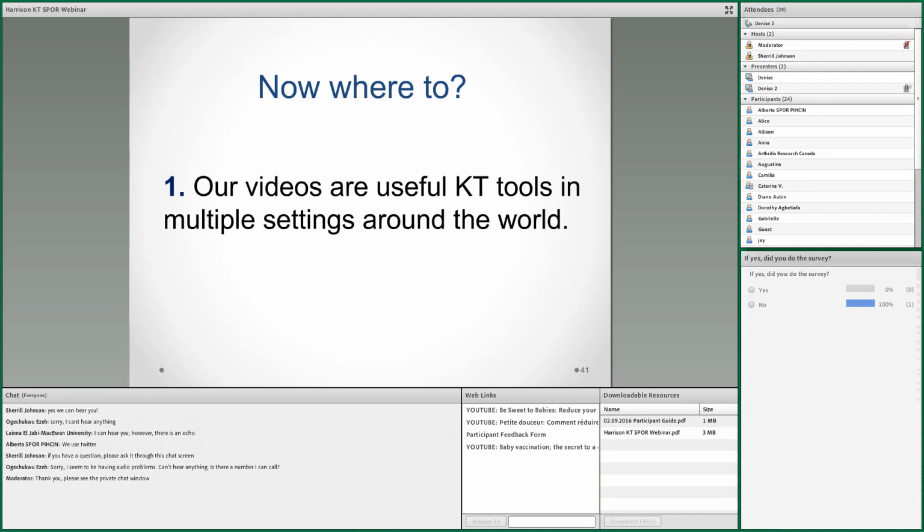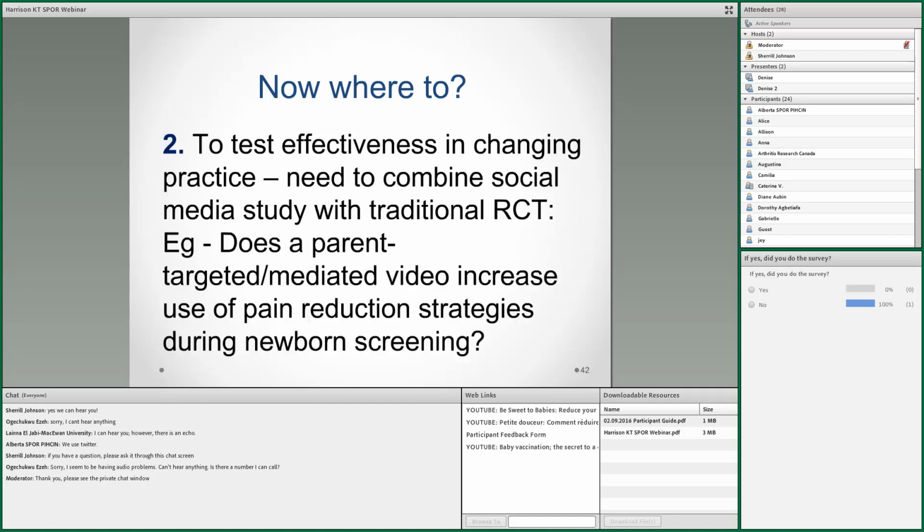So now we come to where to next. So point 1, we're pretty confident that our videos are useful knowledge translation tools in multiple settings around the world. But to test effectiveness in change in practice, we really think we need to combine social media studies with traditional randomized controlled trials. Like, for example, does a parent-targeted or parent-mediated video increase use of pain reduction strategies during newborn screening?